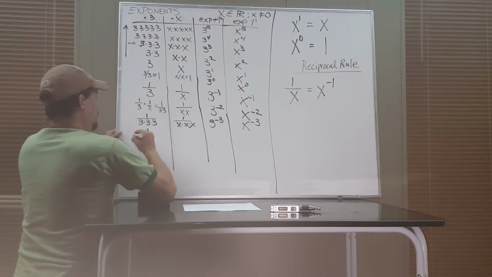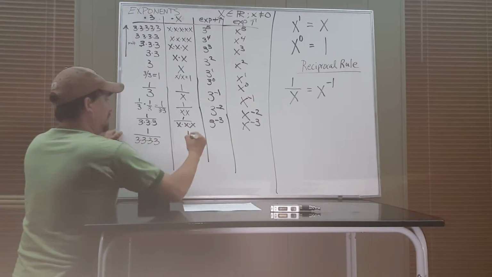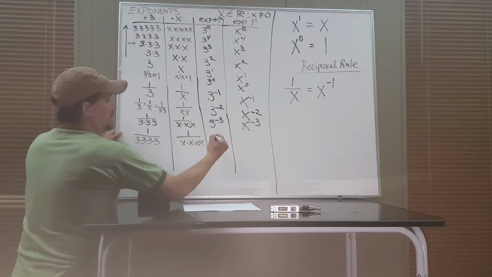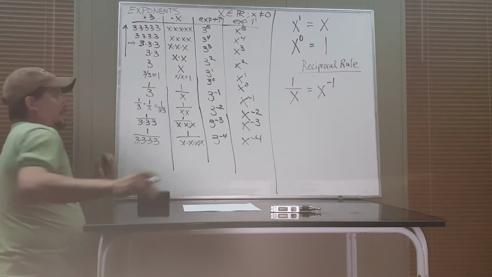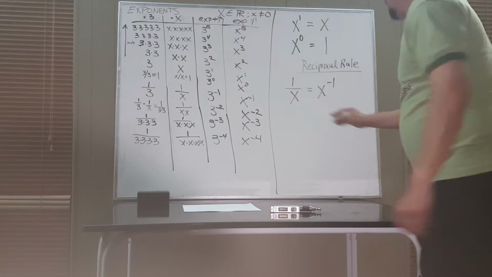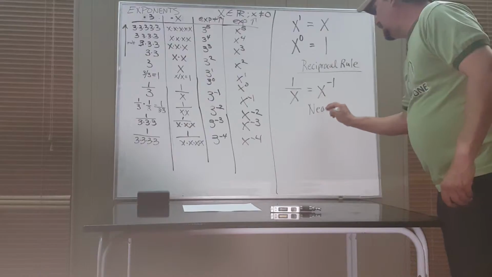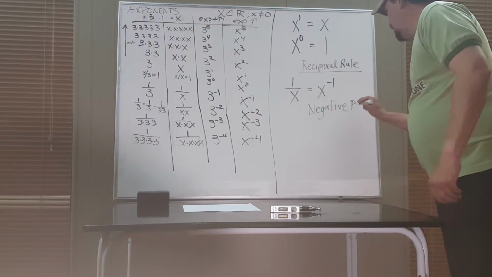And we'll do one more. I think this is enough to see the pattern. And this is 1 over x times x times x times x. And this is 3 to the negative 4. And this is x to the negative 4. Okay. Well, this is what we call the negative power rule. And I want you to see the pattern here. Negative power rule.